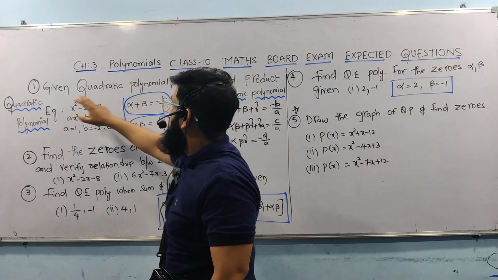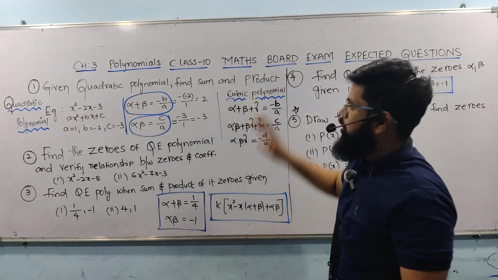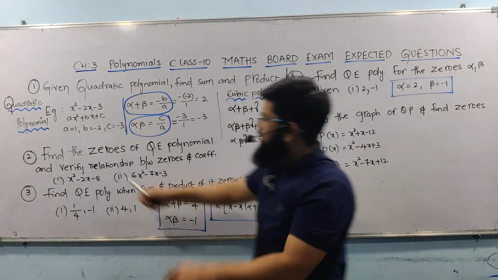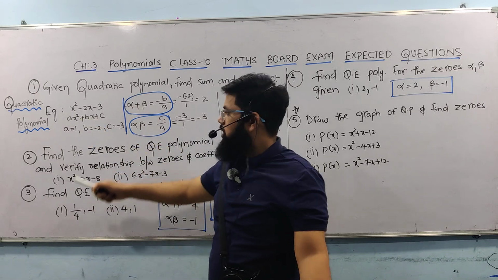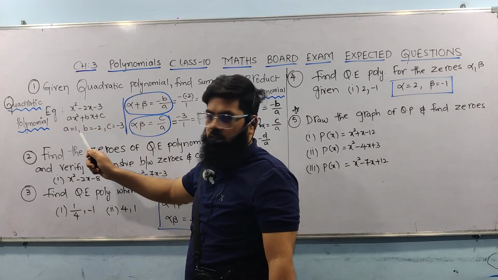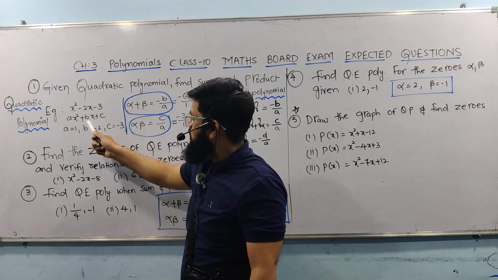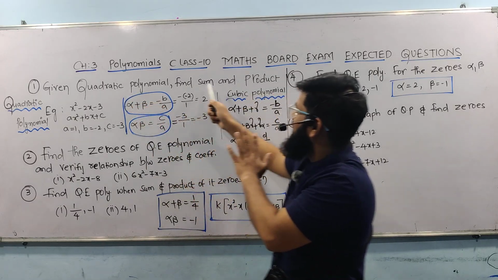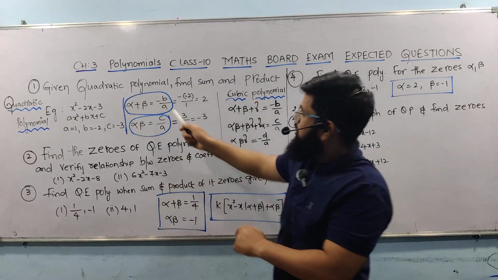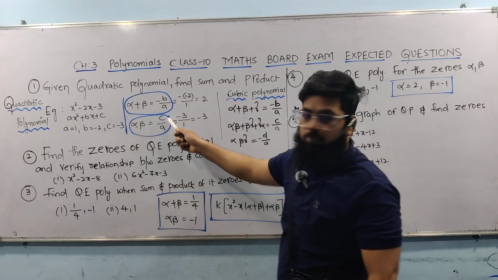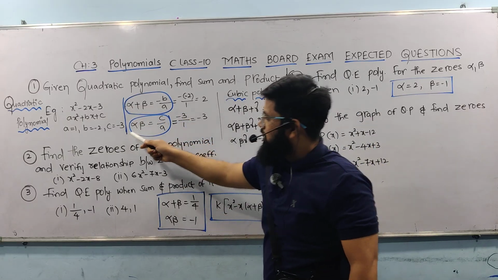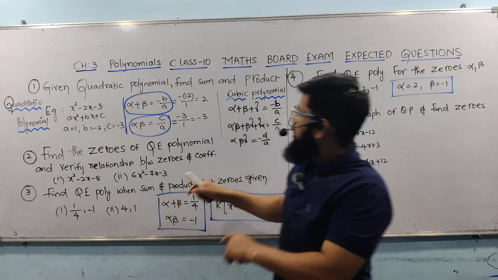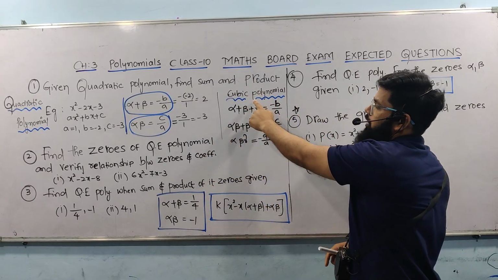Coming to the first question, given a quadratic polynomial, find the sum and the product. Whenever they are giving the quadratic polynomial, for example here I have written one example so that you can understand better: x square minus 2x minus 3, and we need to compare with the standard form, that is ax square plus bx plus c, and find the values of a, b, c. Whenever they are giving the quadratic polynomial and asking us to find the sum and the product, you are going to use this formula, that is alpha plus beta is equal to minus b by a, and alpha into beta is equal to c by a. Take these values, substitute here, and you are going to get the answer.